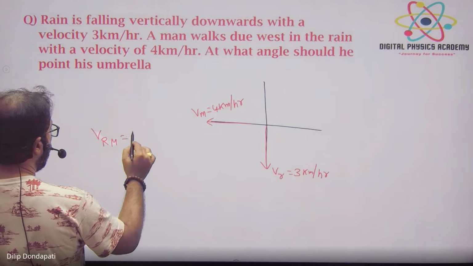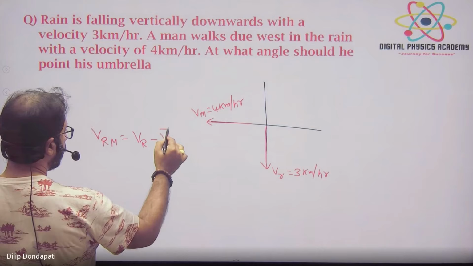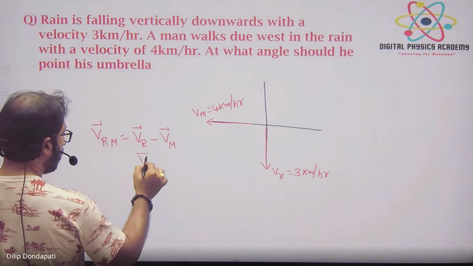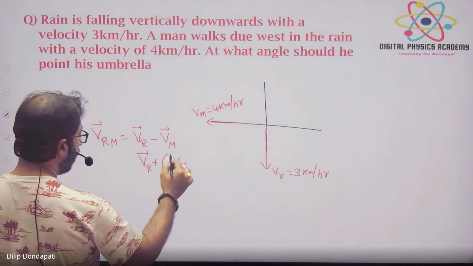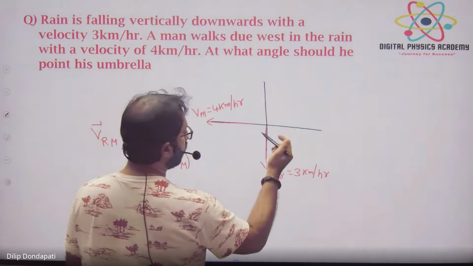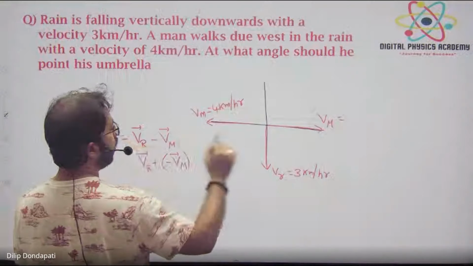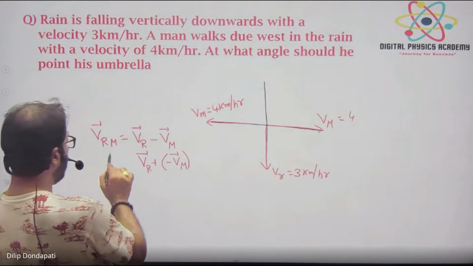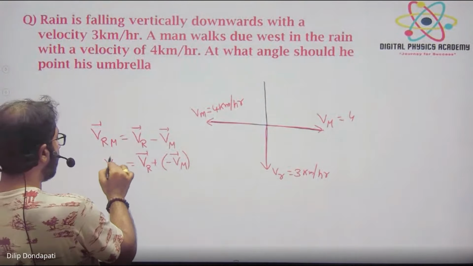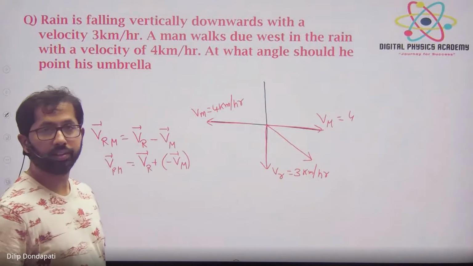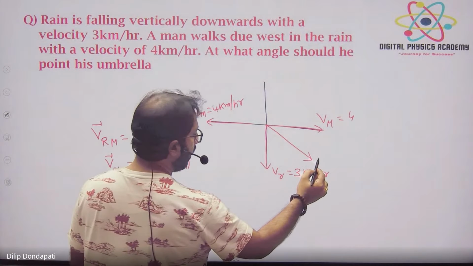Velocity of rain with respect to man is velocity of rain minus velocity of man, right? Also we can calculate tan theta as Vm by Vr. So what you have to do: to get the velocity of rain with respect to man, we have to put minus Vm, so put it exactly opposite on top of this. The velocity of man, how much is that? They have given it as 4, right? The sum of these two is only vector addition. So do the vector addition. How much will it be? The vector addition of 4 and 3 is 5, right?